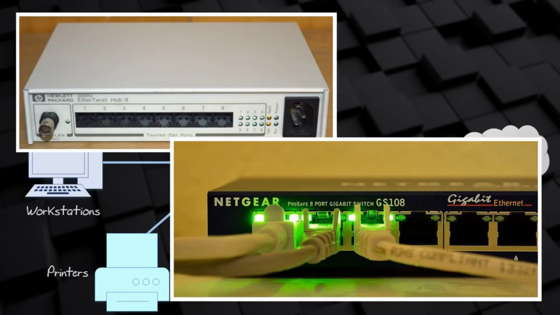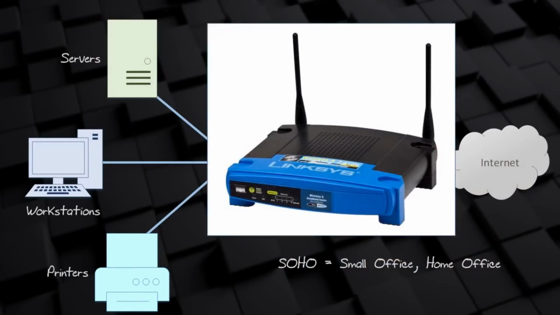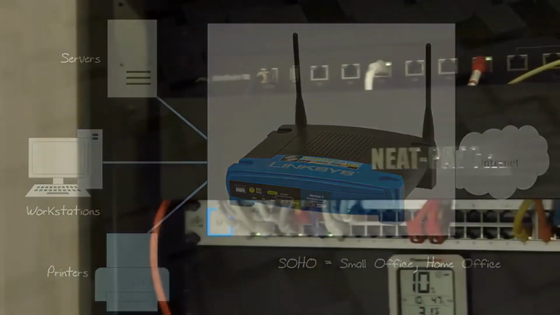Have a look at the model number to see if it gives you any clues about what the device really is. In a SOHO network, a router is used to connect to the internet. You might find that the router, switch, and access point are all integrated into one device.